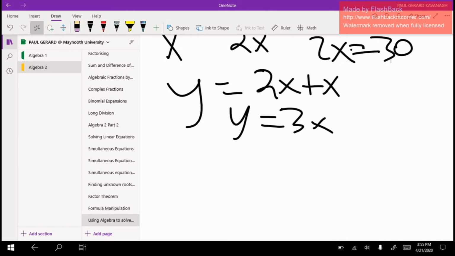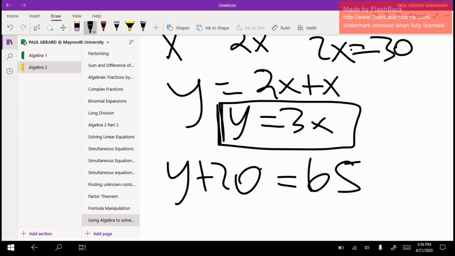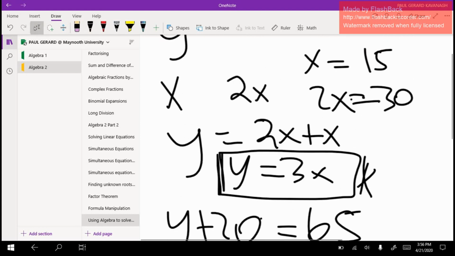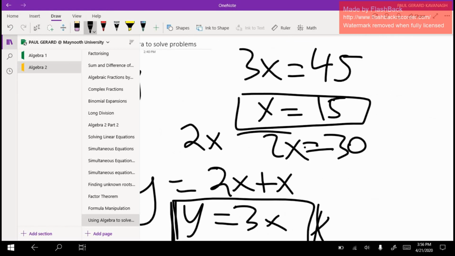It would be nice and simple. You would give your equation. You know that y plus 20 is 65, so y plus 20 is equal to 65. You just take them away and you know that y is 45. Now you just take this formula back, this one here, and you find out what x is. So that's all you really need from that. So we're going to write this here. So you have x and x.